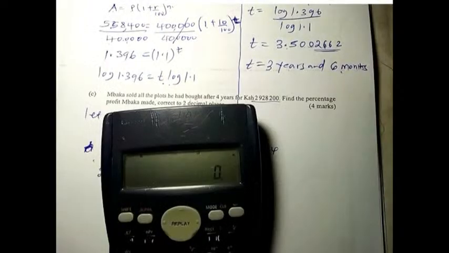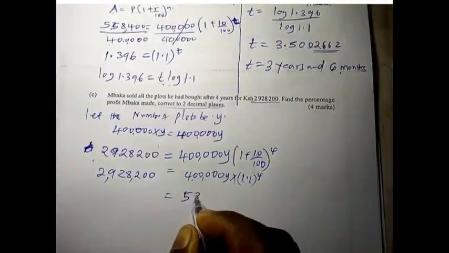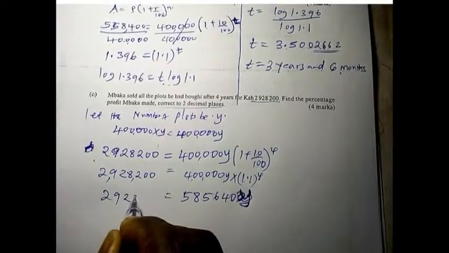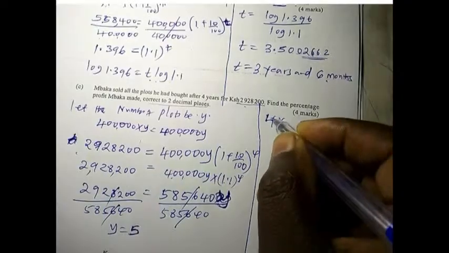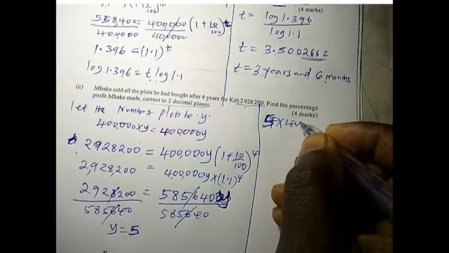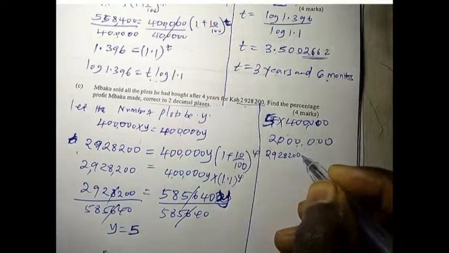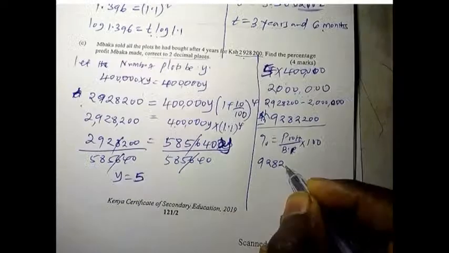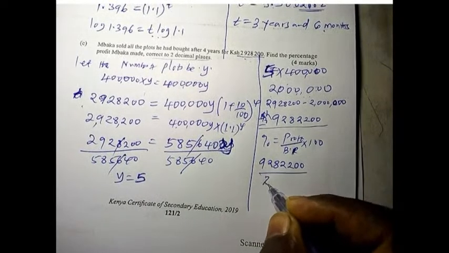Next one now, 1.48 times 28 is equal to 5, equal to 4,010,000. 5 times 4,400,000. So this is the amount, is the profit, minus 2,000,008. So price times 20 divided by 2 million.